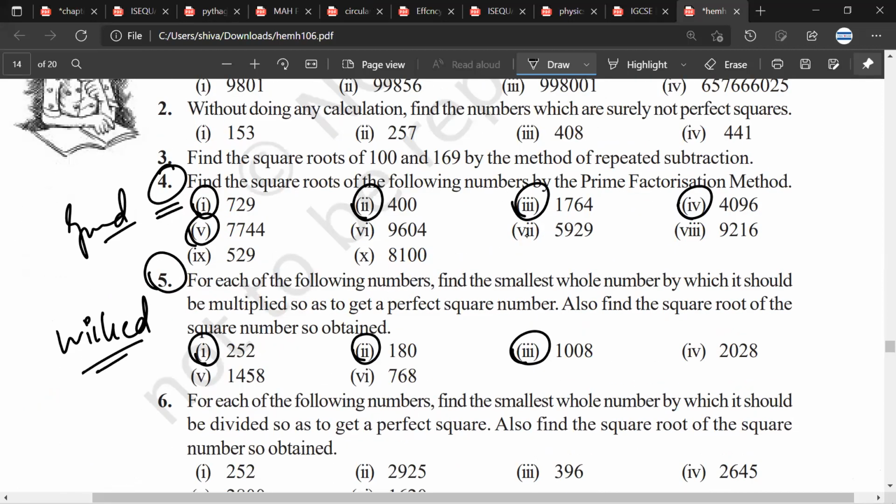As homework, Mr. Sarthak, what you can do is the rest of the questions: 6th, 7th, 8th, 9th, 10th. And if you want, you can do this 4th, 5th, and 6th also. Mr. Sarthak, any doubt? Mr. Arman, any doubt? No doubt, sir.